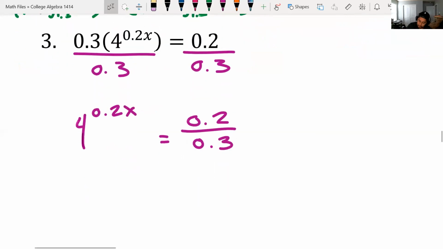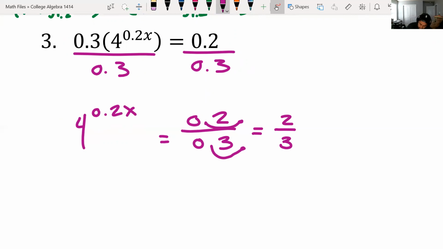All right. I'm just going to clean this up a bit because 0.2 over 0.3, we know that you can never have decimals in your denominator. There's a lovely little decimal trick. You will take the decimal in the denominator and move it over until you get a whole number. So this means we'll move the decimal over one place. And however many spaces you move the decimal in the denominator is however many spaces you move the decimal in the numerator. So that means we'll move this decimal one place. So this is just going to give us the fraction of 2/3.